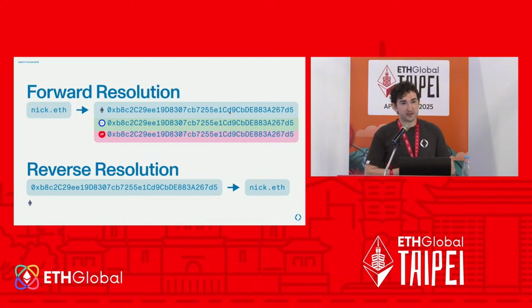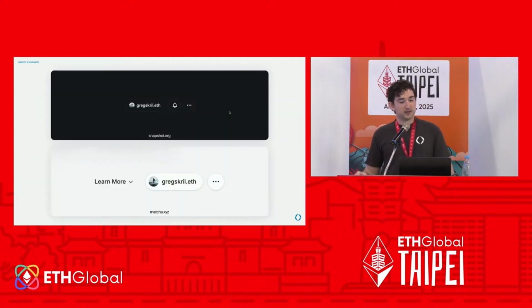So for example, on Base, I can identify my address as gregskril.eth, and on Optimism, I can identify that same address as a different name. And this could be useful for smart contracts or really anything like that. And the end goal of this is when you sign into different websites, this is Snapshot and Matcha, two things that have nothing to do with ENS, but they are crypto applications that I sign into with my wallet.